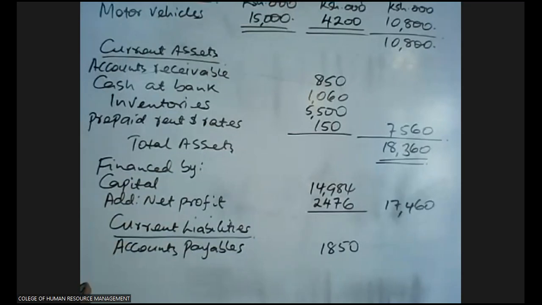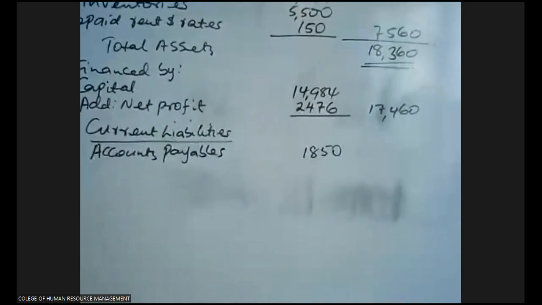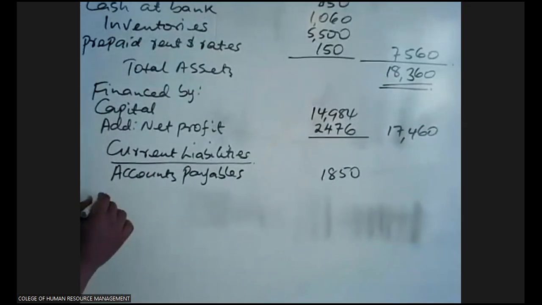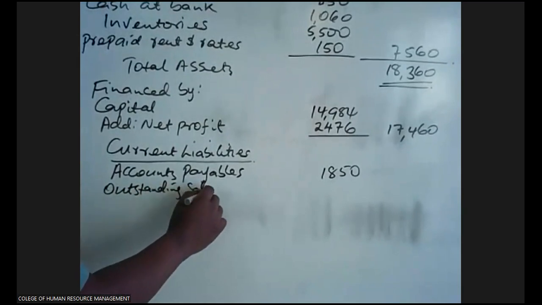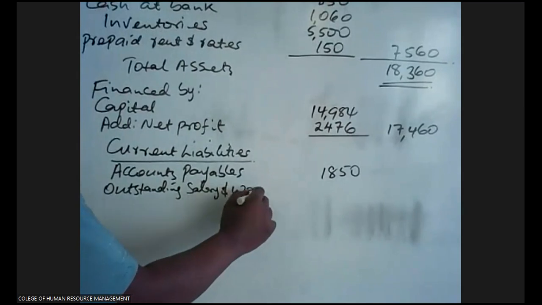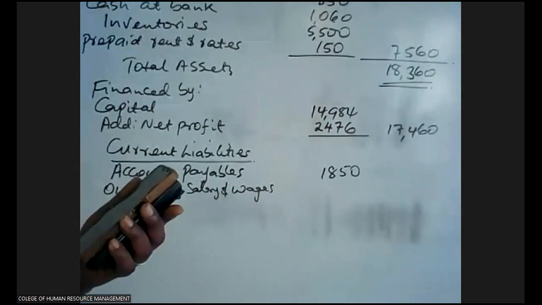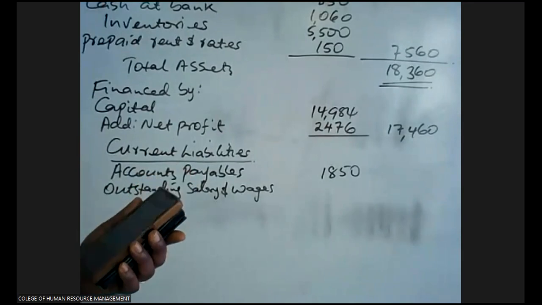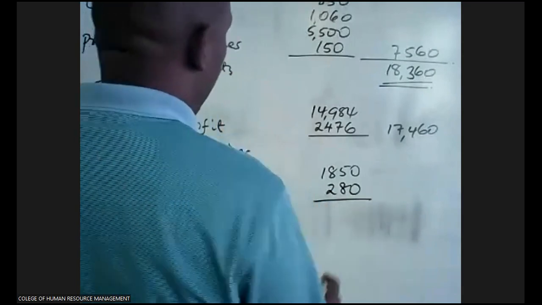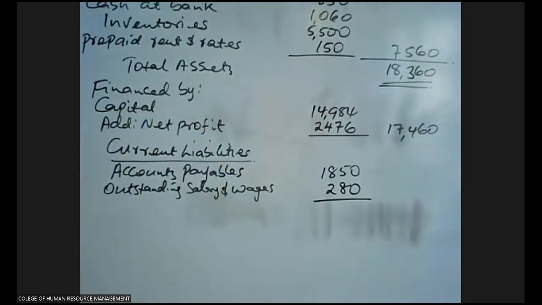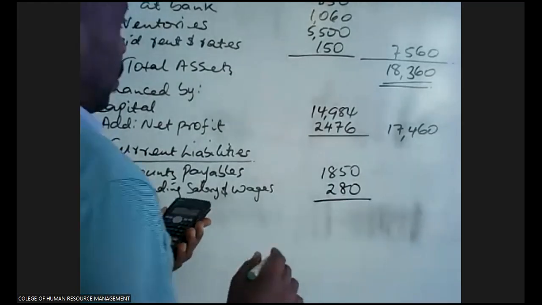And under the accruals and the prepayments, we have salaries and wages outstanding. It is a liability because we owe our employees. Outstanding salaries and wages, 280. Add the two.